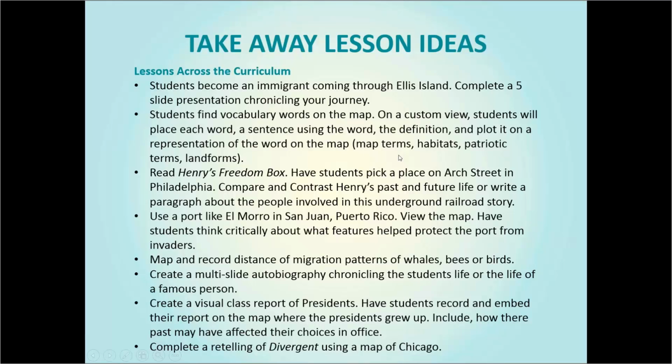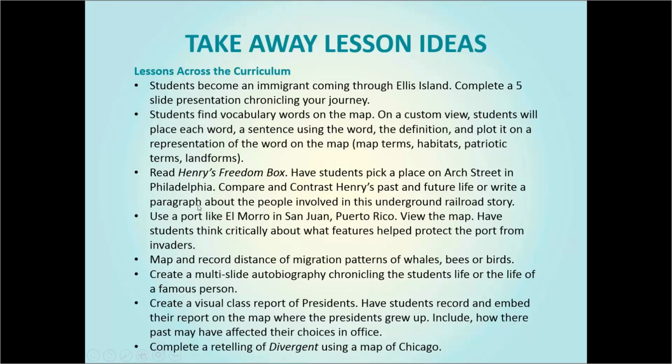So here I've chosen, you could do map terms, habitats, patriotic terms, landforms, lots of things. Use literature. Read Henry's Freedom Box. Have the students pick a place on the map. I'm sure you could find a box for a symbol. Drop a pin. They can compare and contrast Henry's past and future life. Write a paragraph about the people that were involved in his travels through the Underground Railroad story.